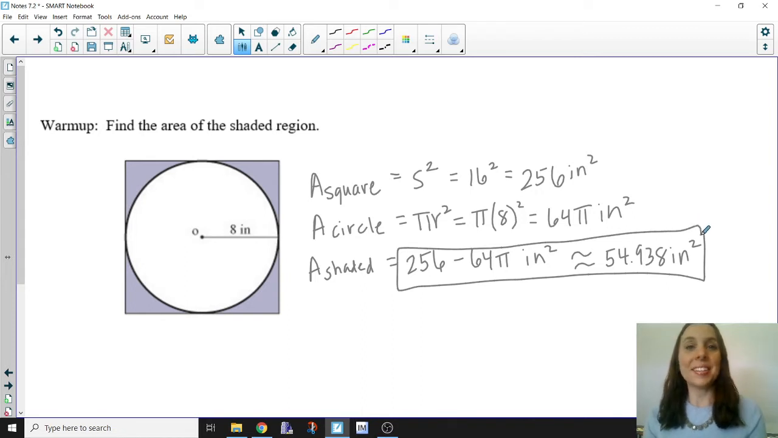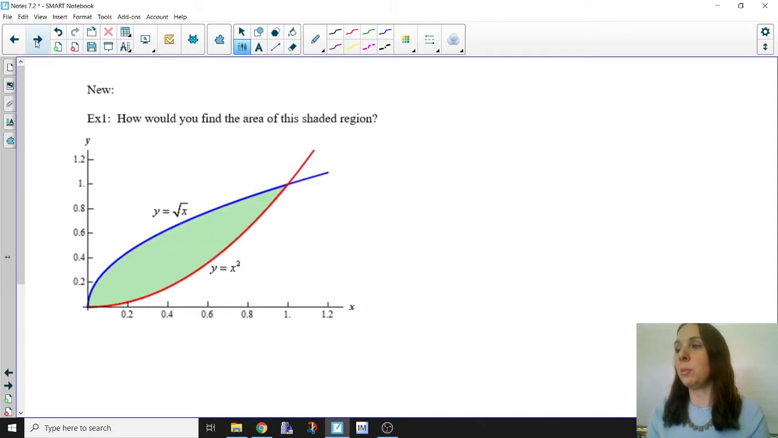All right, so we're going to do something really similar in this section. It's just instead of working with different formulas of different shapes from geometry, we're going to work with different equations of different curves on the coordinate plane. Take a look at the new example 1. How would you find the area of this shaded region?